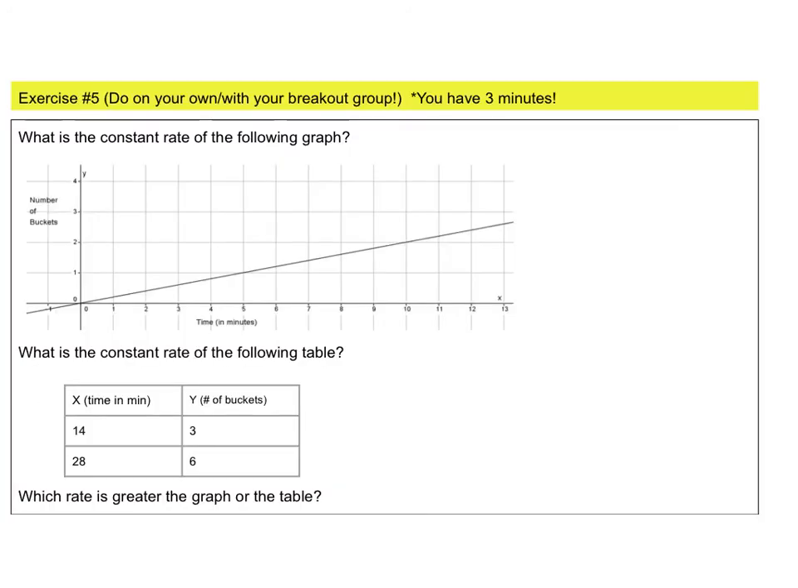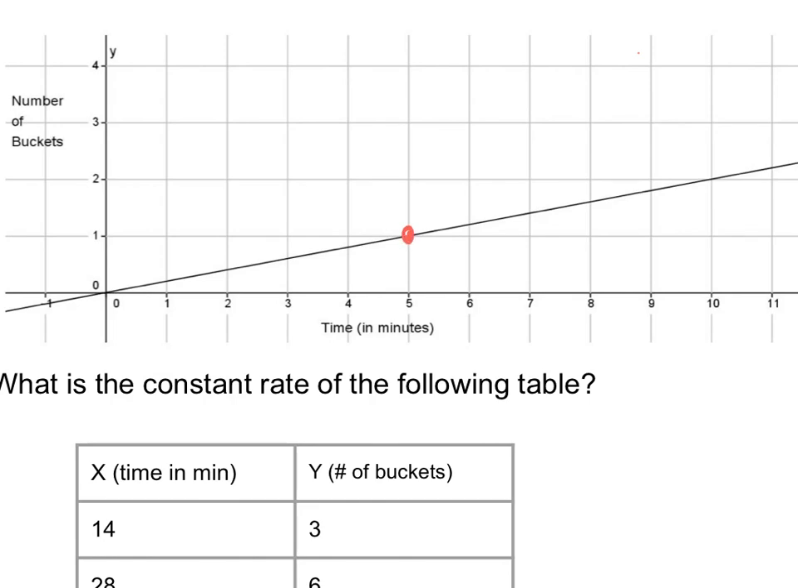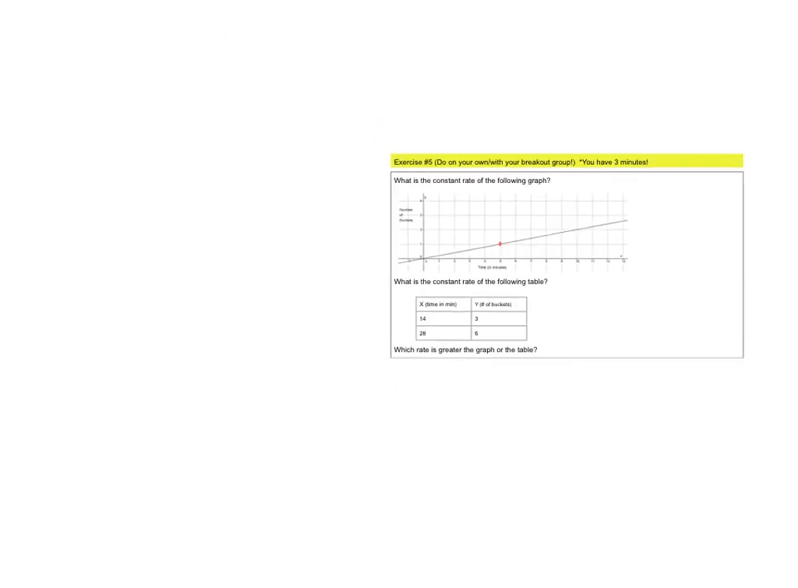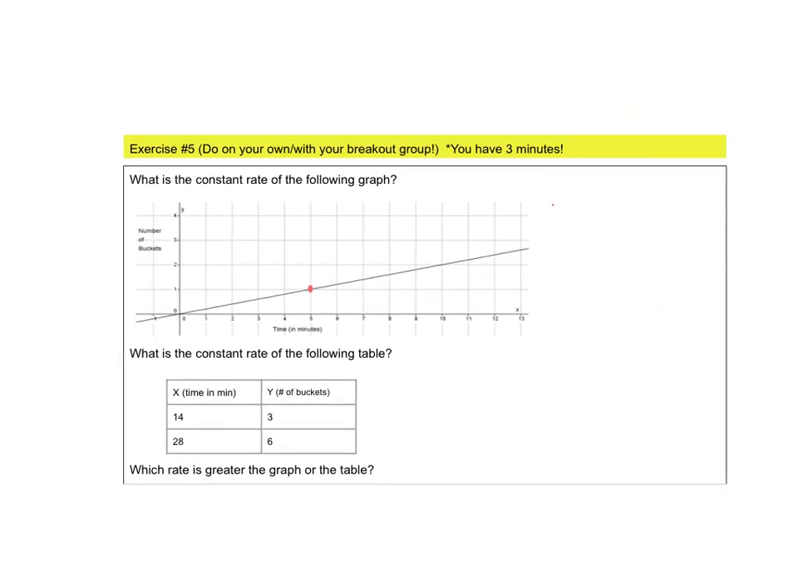All right, for this example, please find your constant rate by doing y divided by x for your graph right here. And please find your constant rate by doing y divided by x for your table. And then tell me what has the greater rate, the graph or the table. Okay.